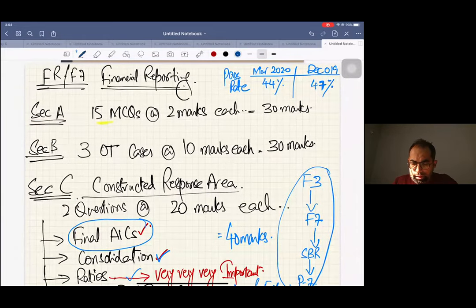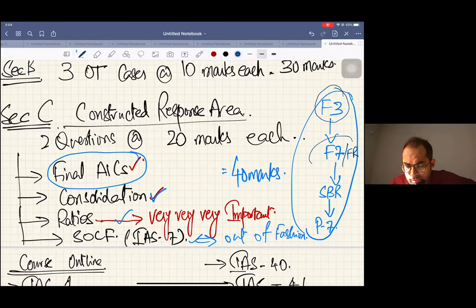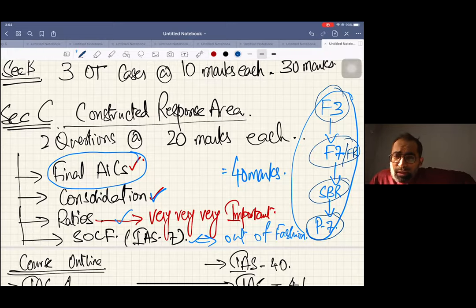Okay. So first of all, financial reporting, F7 or FR, is the continuation of F3. It means students first do the F3 paper, then FR, then SBR, and then P7. P7 is basically AAA, right? So this chain is connected. If you want to excel in SBR and P7, you must have an excellent grip in F7 or FR, right?